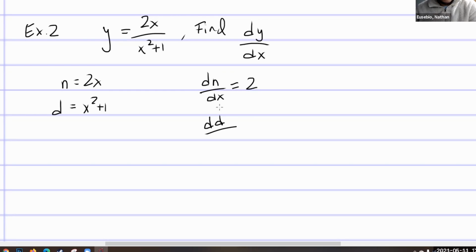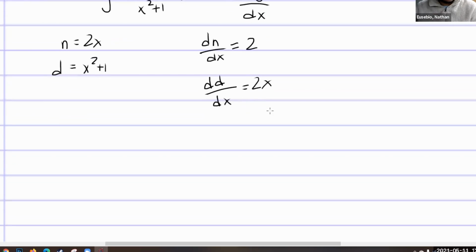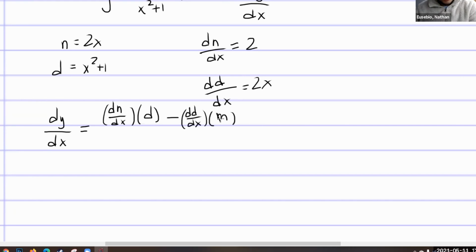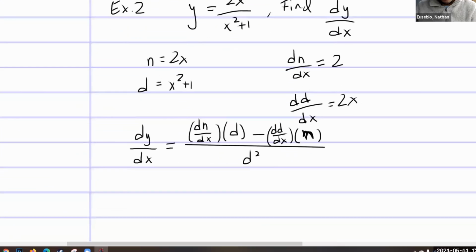There it is. Huh, that's funny. dy over dx is 2x. That's fine. So now dy over dx using the quotient rule in Leibniz notation is the numerator prime times the denominator, subtracted by the derivative of the denominator multiplied to the numerator, all over the denominator squared. Just a little bit more awkward.